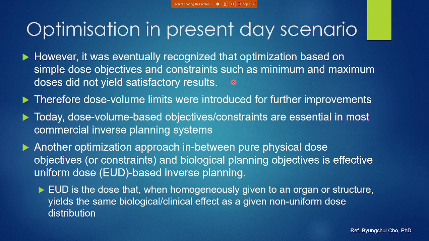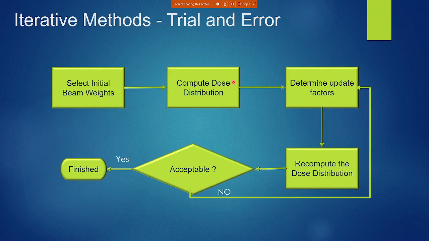The other optimization approach, as I said earlier, instead of using physical dose objectives constraints, you can use biological planning objective, which is effective uniform dose, right? Or we call it EUD based inverse planning. EUD is the dose that when homogeneously given to an organ or structure yields the same biological effect as given by a non-uniform dose distribution. So this is called effective uniform dose based inverse planning. Some of the planning systems provide you this also.